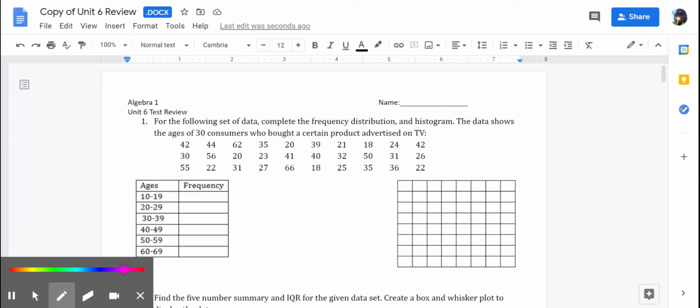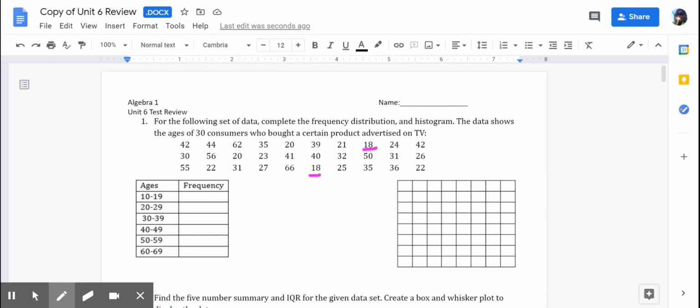So to look at the review, the first question is that we want to review the following data set and then create a frequency distribution and a histogram that goes along with the ages of 30 consumers who bought a certain product advertised on TV. So if we start with the frequency distribution, I'm looking for how many people are between the ages of 10 and 19. So all I want to do is go through my list and find any number of age of someone who is between 10 and 19.